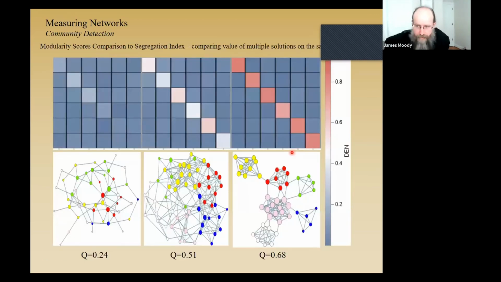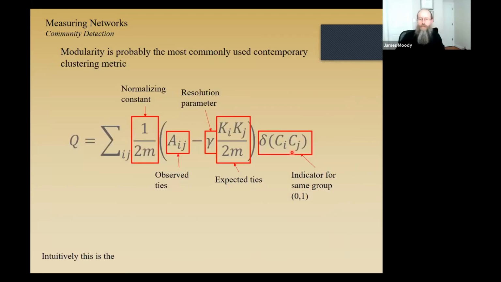Intuitively then, this measure ranges between 0 and 1. If it were 1, that would mean you never find a tie across groups. If it's 0, then you find as many ties across groups as you'd expect by chance. That means that this thing essentially goes to 0.